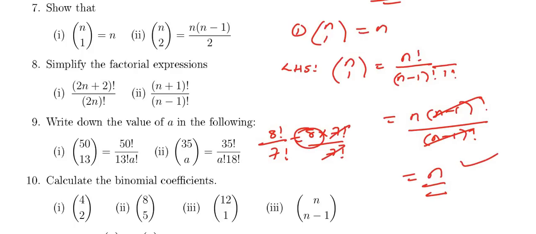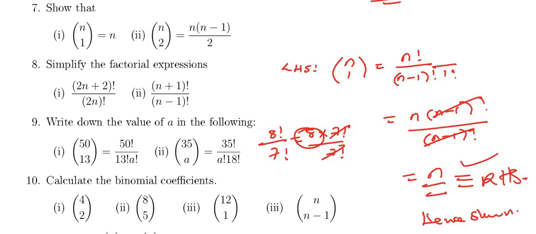We just remain with our n. This answers it, so here we show this is equal to the right hand side, hence shown, because they knew what it's going to be. We're just showing, right? That's what you get. So this is your number 7.